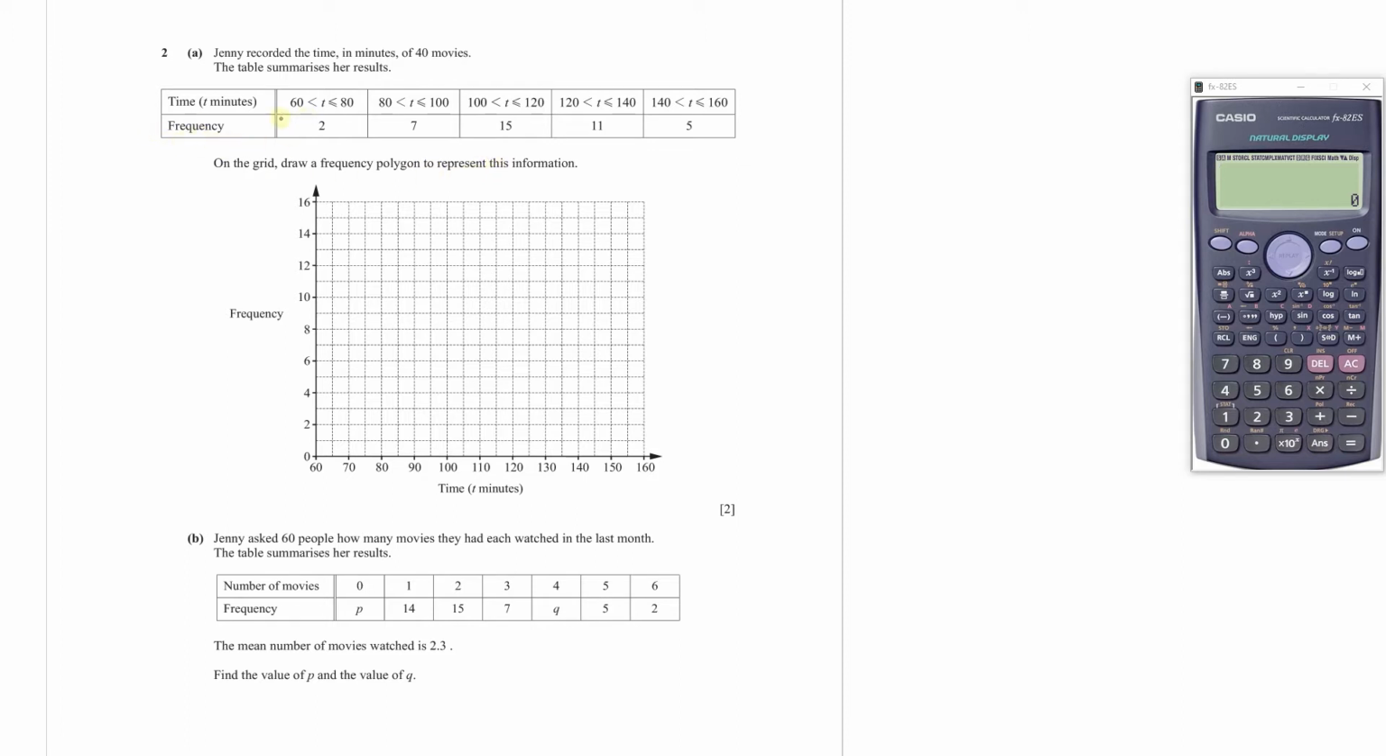To draw the frequency polygon, you first need the middle values of each of these intervals. So let me create another row and call it mid value. What is the mid value between 60 and 80? It's 70: 60 plus 80, which is 140, divided by 2 is 70. For 80 and 100, the mid value will be 90. Here the mid value will be 110, 130, and 150. Now you can plot these frequency values on these mid values. Your frequency is 2 for the mid value of 70, so this will be a point here.